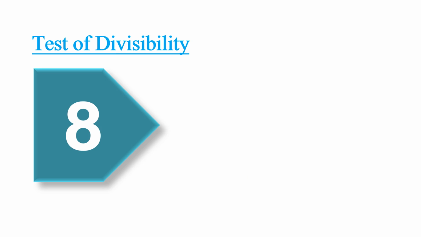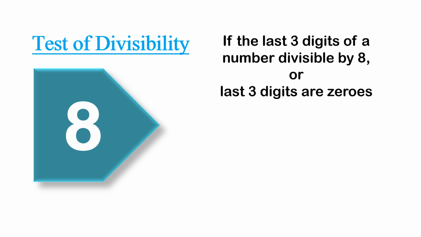Test of divisibility of 8. If the last three digits of a number are divisible by 8 or the last three digits are zeros, then the number is divisible by 8. So these are some examples.